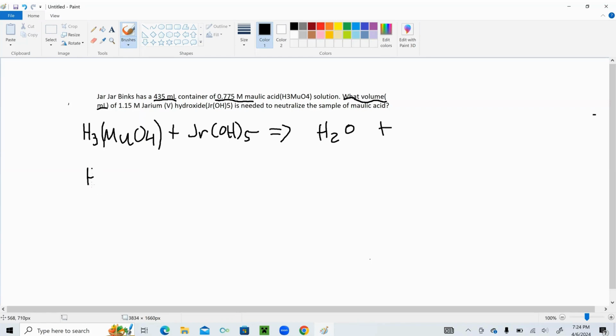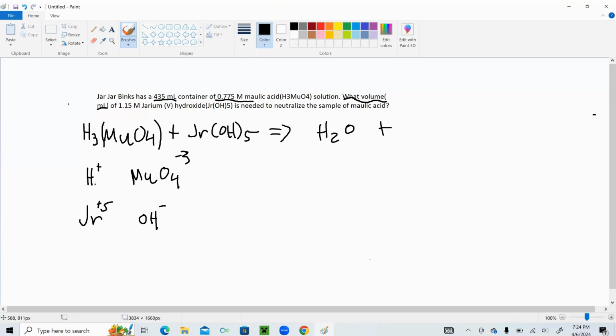Well, in this case, we have hydrogen, we have MuO4 -3, because if you look here, this 3 goes over here. We have 5. It says right here, gerium 5 plus, and we have an OH. Remember, OH, the hydroxide, which is right here, is a polyatomic ion.